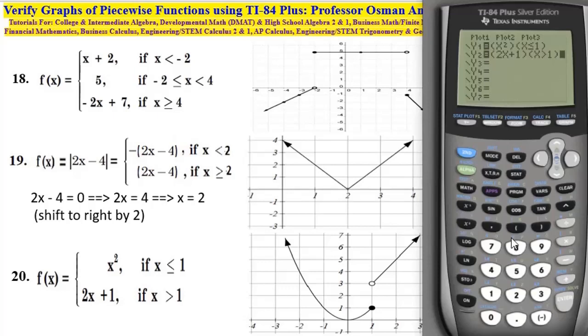We'll adjust the window from minus 4 to 4 for x, and the y values we'll adjust from minus 1 to 7. Okay, then the graph. And there is the graph.